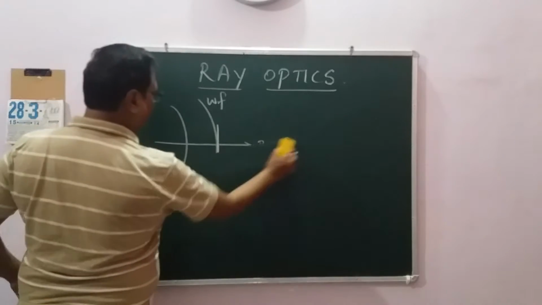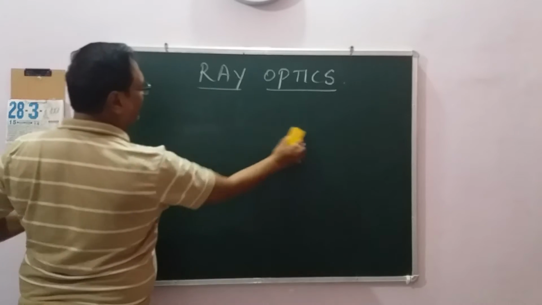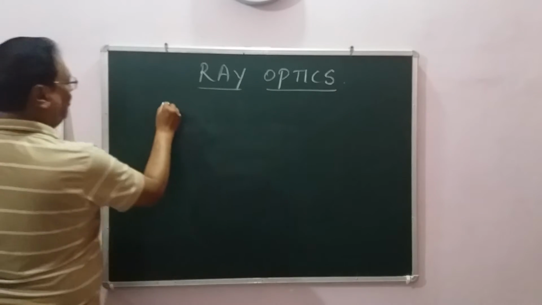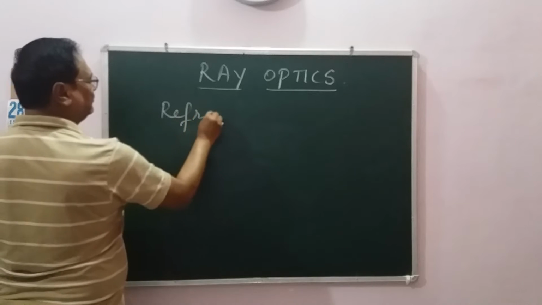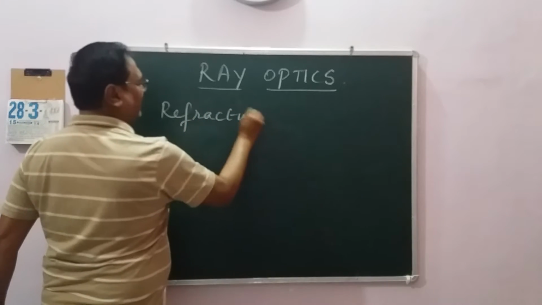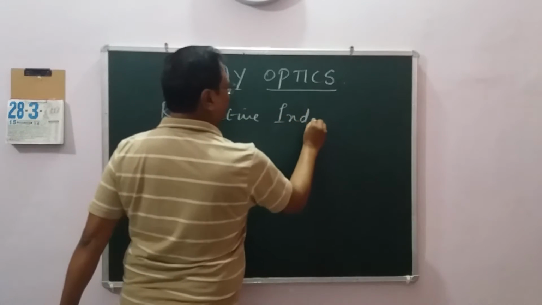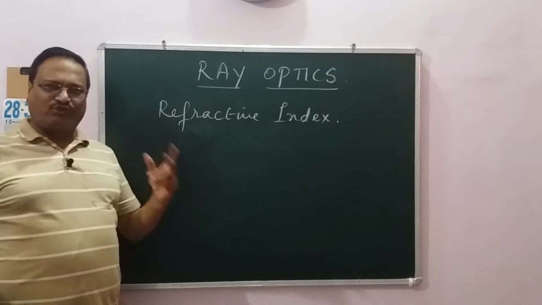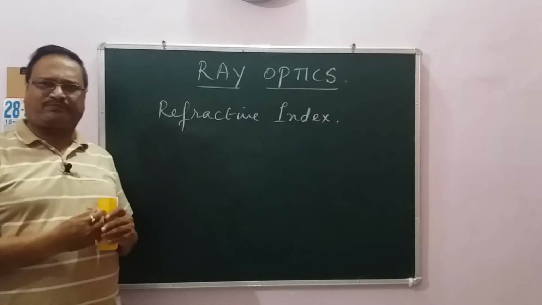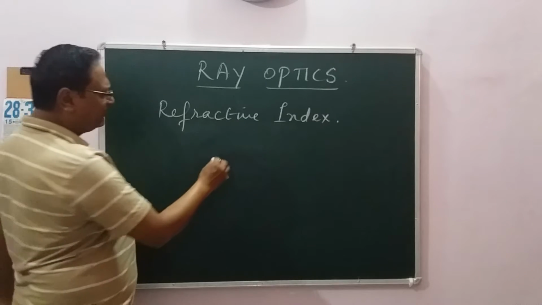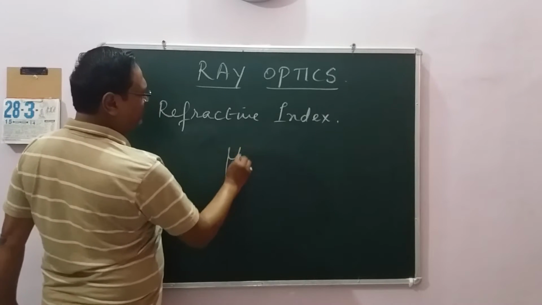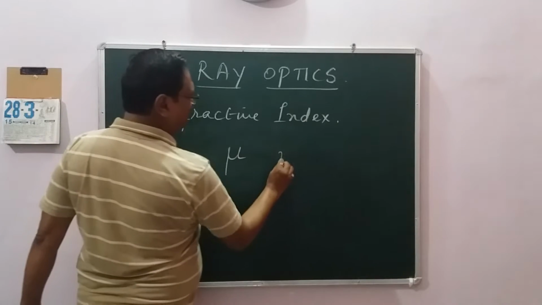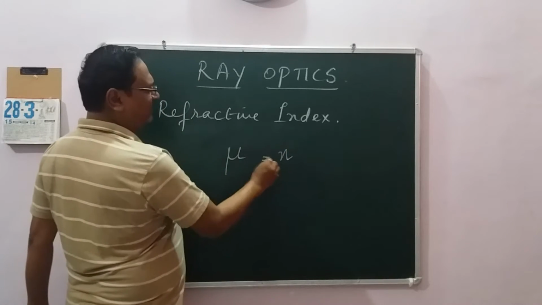First and foremost, we should be very clear about the concept of refractive index, right? So many questions are based on refractive index. You know what refractive index is? It's a constant. We define refractive index as mu in some books and n in others. Both are one and the same.